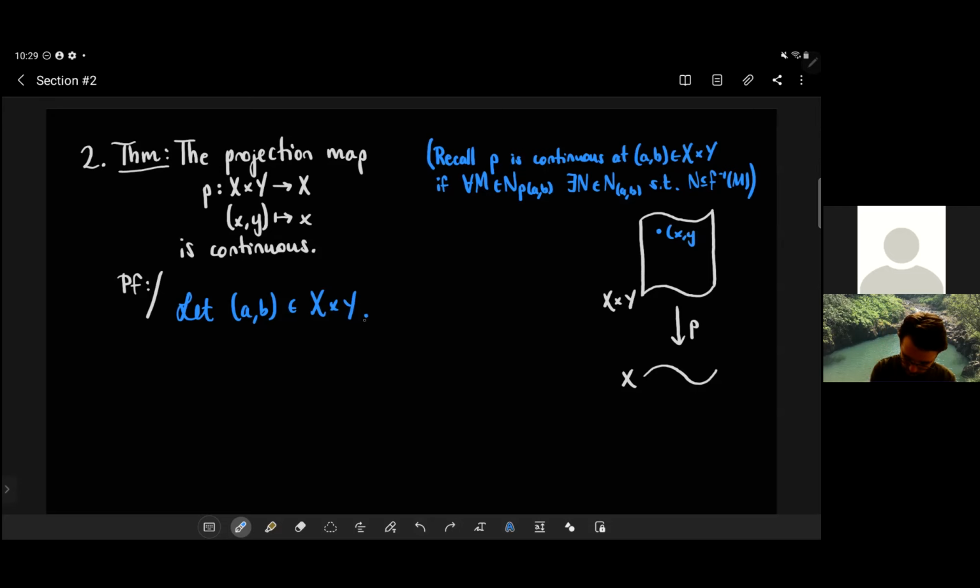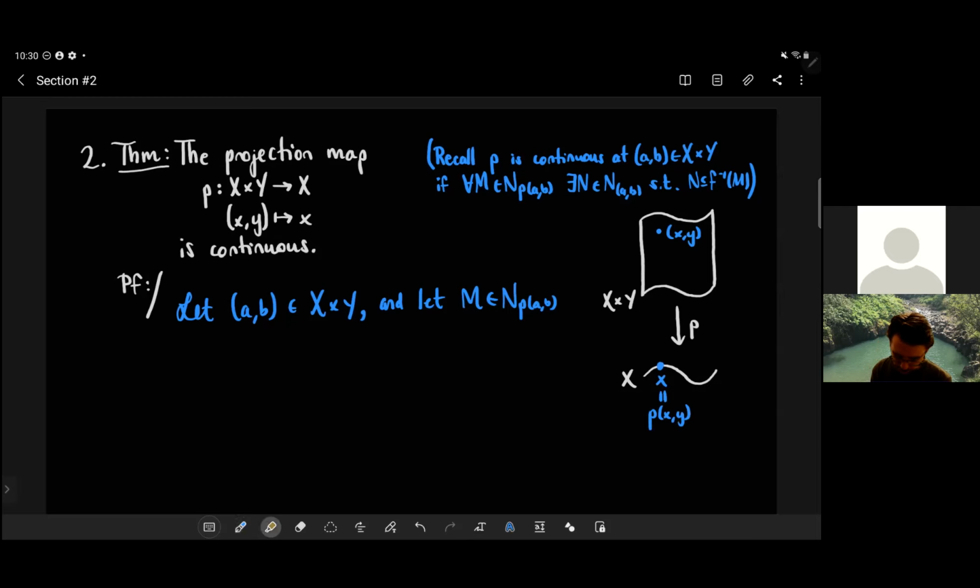And let's also say we have some neighborhood M be in the system of neighborhoods at the projection point P(A,B). Right, so P is actually going to take this point (A, B), and it's going to just map it straight down to that point. So I'll put that here. That's actually A, right? The projection map just takes the first coordinate, but I'll write it both ways just to keep in mind what's happening.